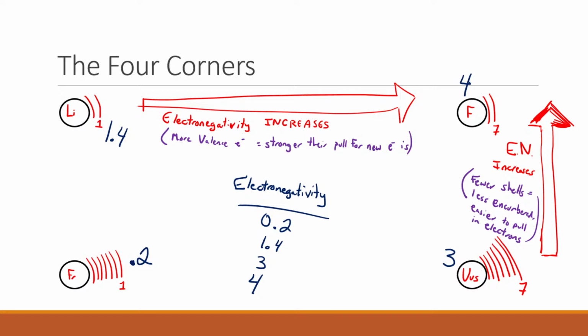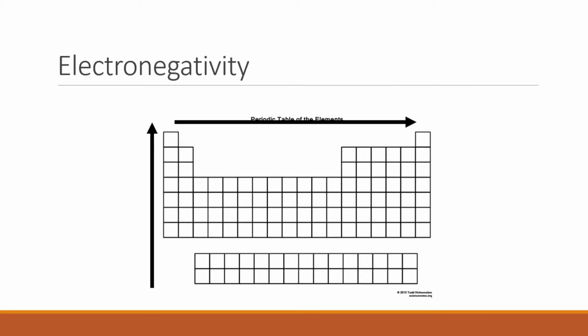And when we zoom out from our 4 corner elements and look at the periodic table as a whole, we see that electronegativity has the same trend as ionization energy. The closer you get to the upper right, the higher that value is. The closer you are to the lower left, the lower that value is.